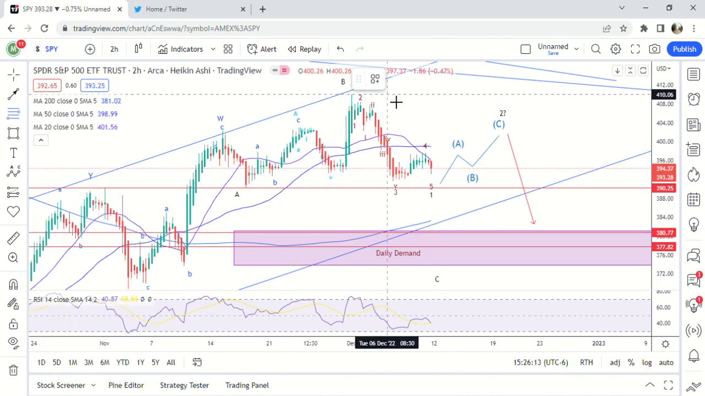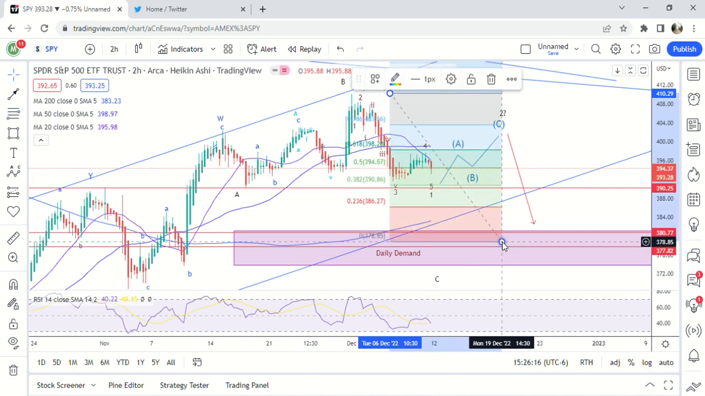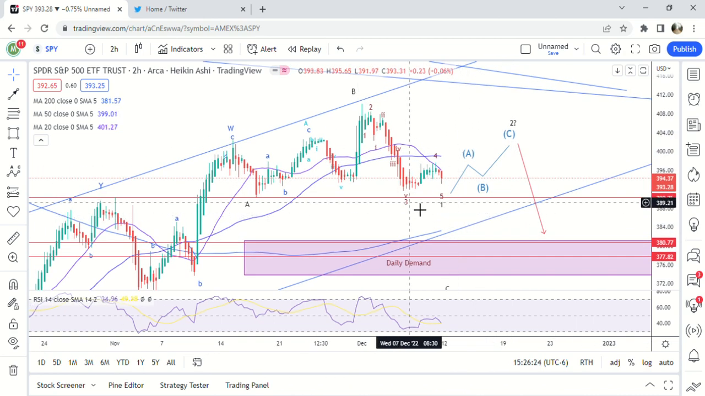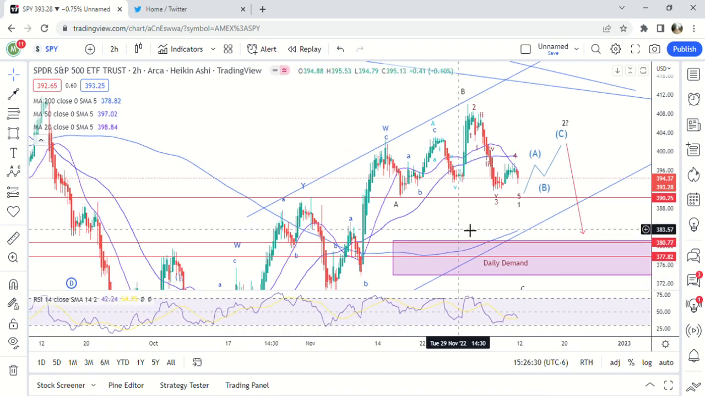If we break it on a 5-wave move, it could potentially do that too. Then we're looking at it like this. We would still bounce back up here to like 394, 398, something like that. It's just that we know that if it breaks this, it's probably going to go down to 381, 373. So that's something to be aware of.